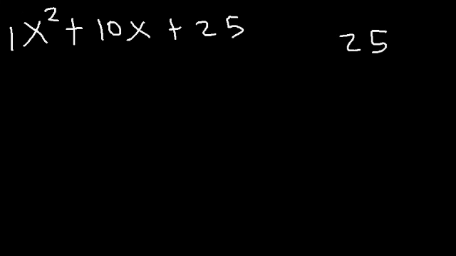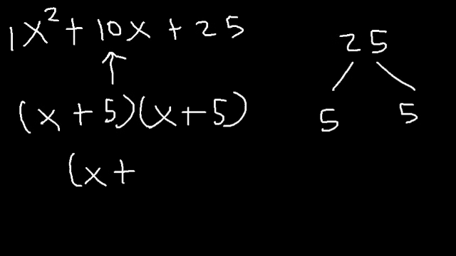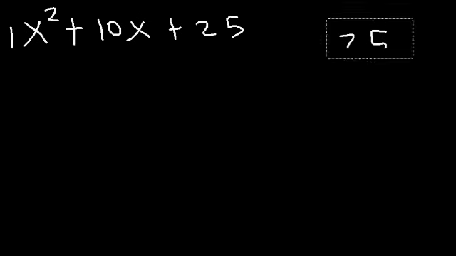Now, what two numbers multiply to 25 but add to the middle term 10? 5 times 5 is 25, and 5 plus 5 is 10. So this is going to be x plus 5 times x plus 5, or simply x plus 5 squared. So that's one way in which you can get the answer. But let's use the formula.